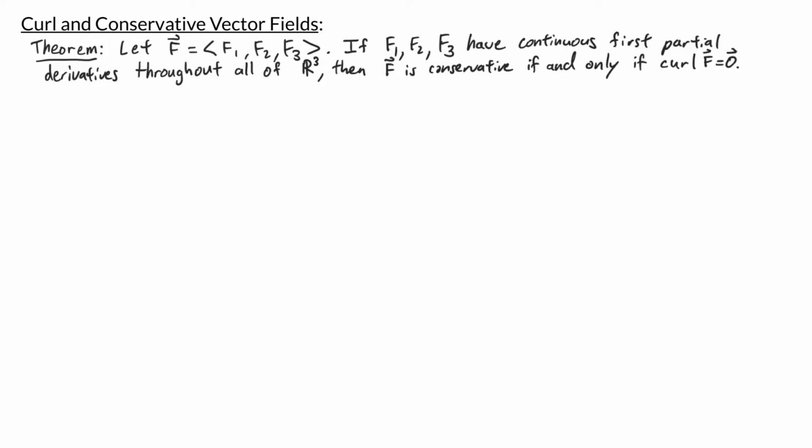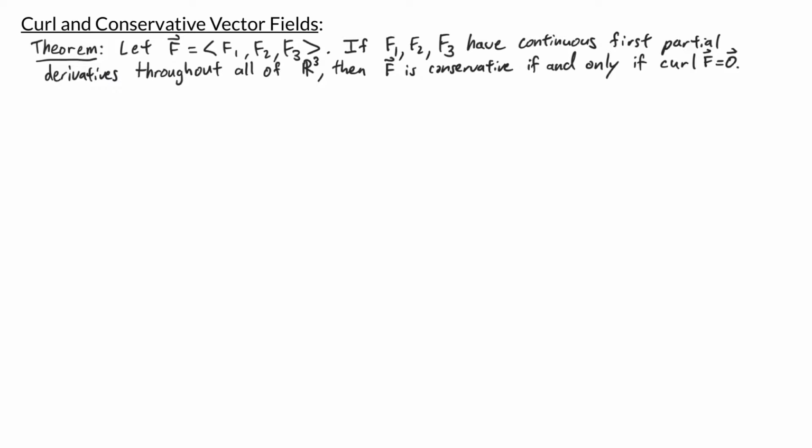In a previous video, we learned that for two-dimensional vector fields F with components m and n, we could tell if the vector field F is conservative if the partial derivative of m with respect to y is equal to the partial derivative of n with respect to x. We have a similar test for three-dimensional vector fields, and that's what we'll look at in this video.